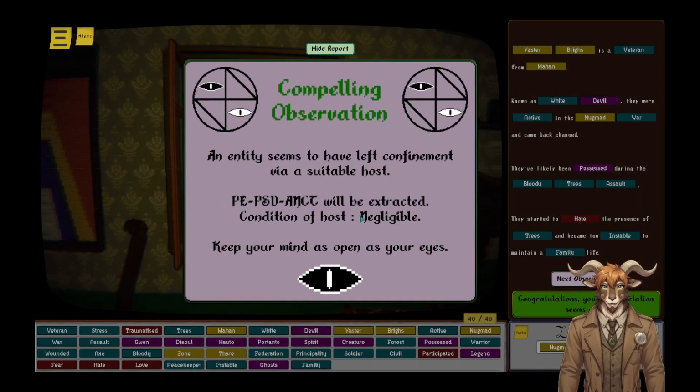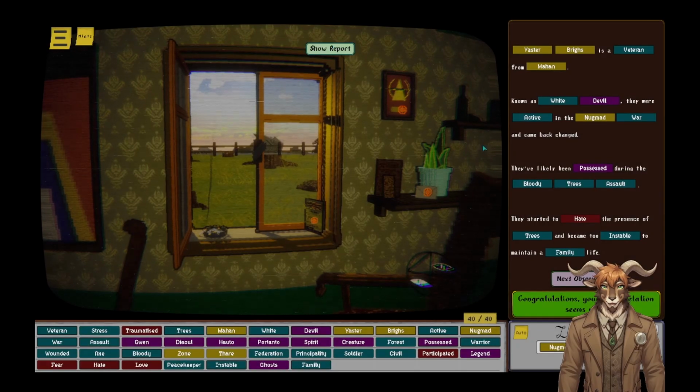An entity seemed to have lost confinement with a suitable host. Keep your mind as open as your eyes.